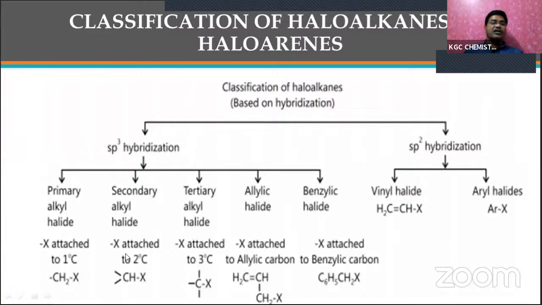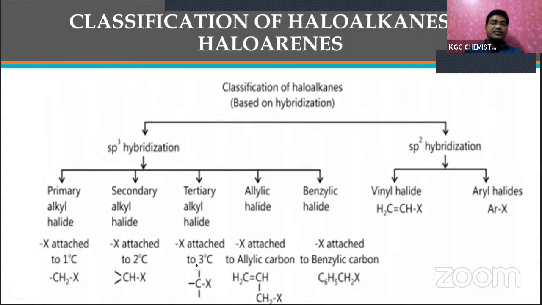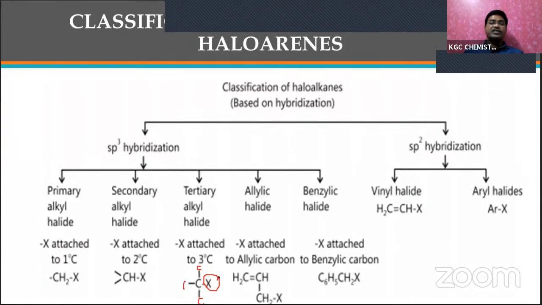If you go for the secondary alkyl halides, the carbon atom is here. It is simultaneously linked with the 2 carbon atoms. That's why it is called the secondary carbon atom. And when halogen is attached to the secondary carbon atom, it is called secondary. Here, when the carbon is attached to the 3 carbon atoms simultaneously, we call it the tertiary carbon atom. Here carbon, here also carbon. When it is attached to 3 carbon atoms, we call it a tertiary carbon. When halogen is attached to this tertiary carbon, those are called tertiary alkyl halides.